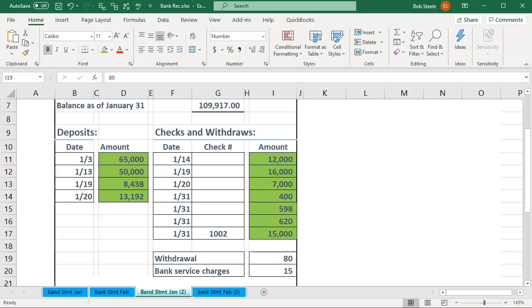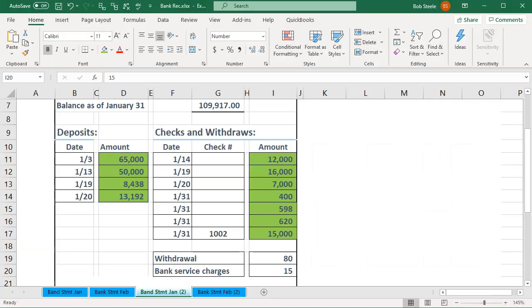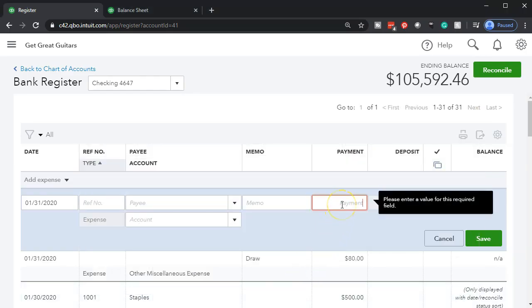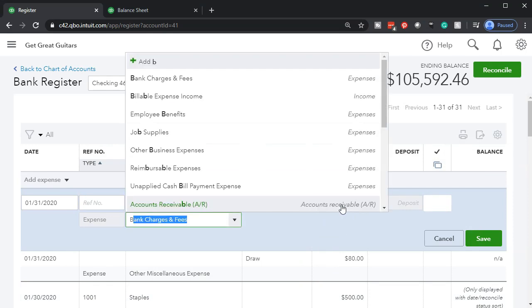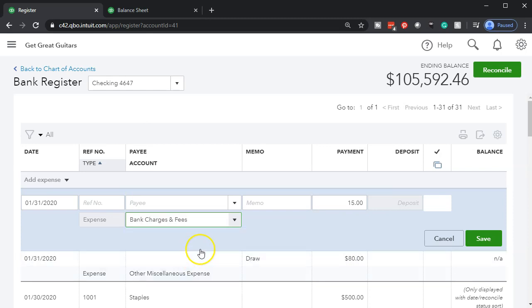And then the next item we have is a bank service charge for the 15. So I'm going to put this on the 31st. We should put the bank name, but I'm not going to put it here for now. And I'm going to put a payment for $15. And then the other account, let's see if they have an account for bank charges. There it is, bank charges that QuickBooks has set up for us. Now, if we would have put this $15 in that first screen when we first set up the bank reconciliation, they had that first screen to put in bank charges.